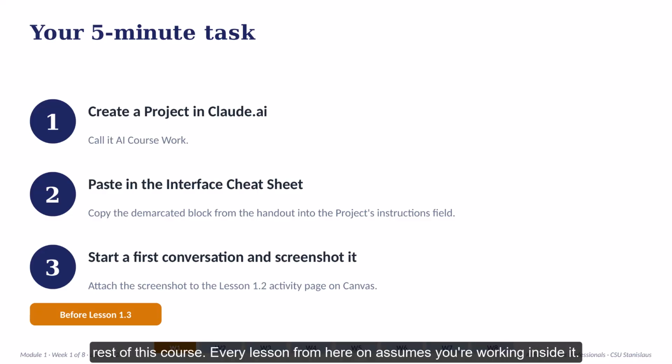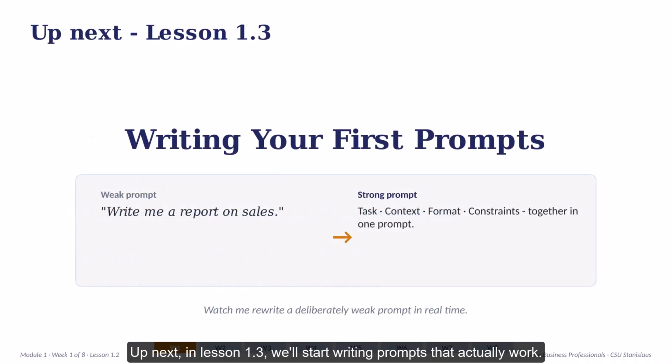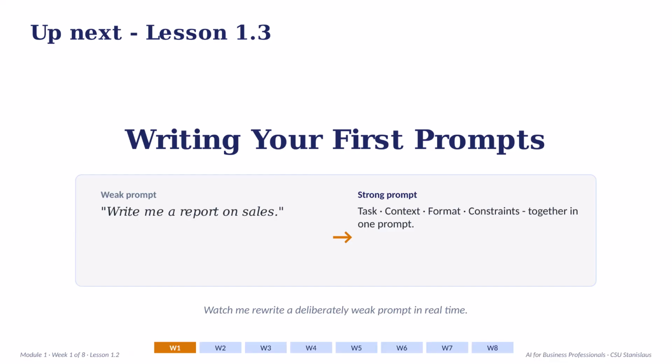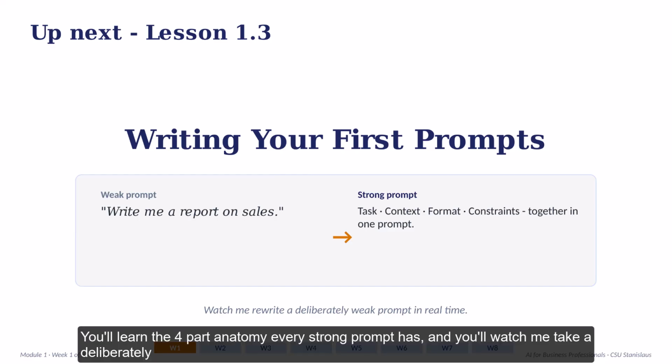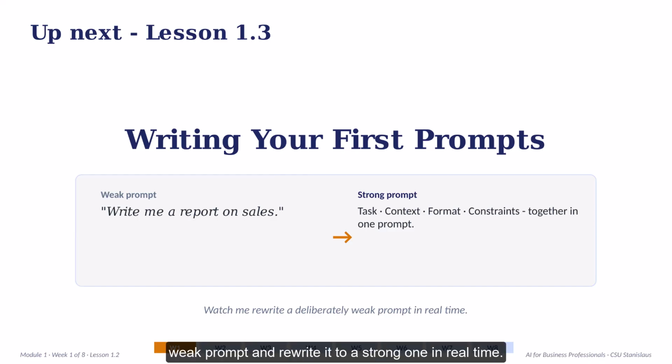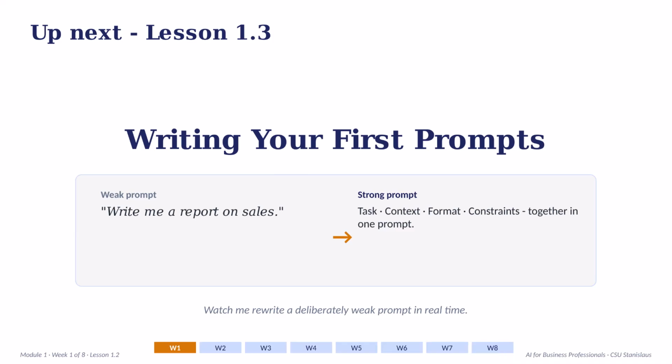That project is where you will live for the rest of this course. Every lesson from here on assumes you're working inside it. Up next, in Lesson 1.3, we'll start writing prompts that actually work. You'll learn the 4-part anatomy every strong prompt has, and you'll watch me take a deliberately weak prompt and rewrite it to a strong one in real time.